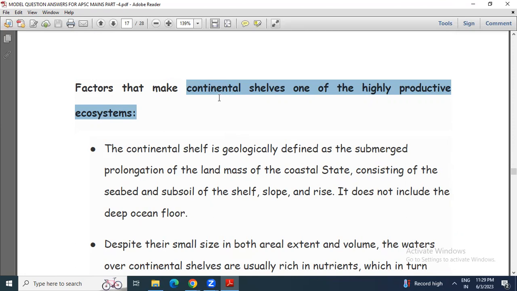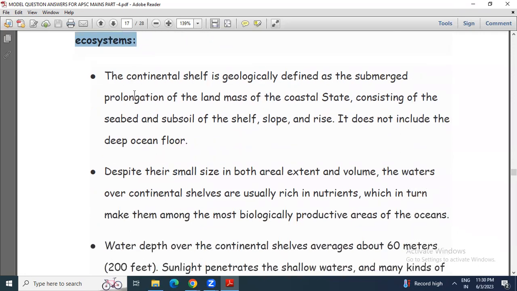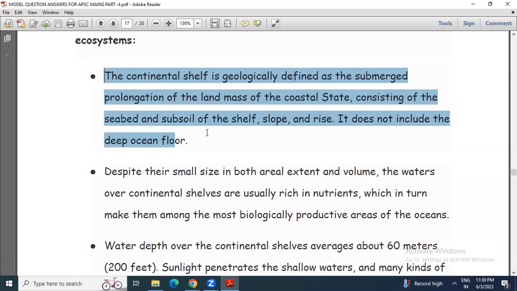Now, what are the factors that make continental shelves one of the highly productive ecosystems? The continental shelf is geologically defined as the submerged prolongation of the landmass of the coastal state, consisting of the seabed and subsoil of the shelf, slope, and rise. It does not include the deep ocean floor. Remember, this continental shelf does not include the deep ocean floor; it includes only the seabed and subsoil of the shelf, slope, and rise.